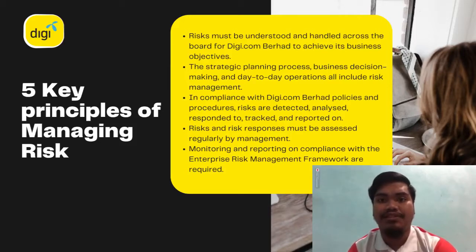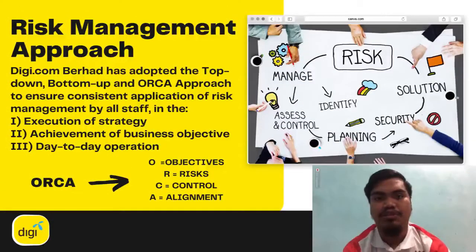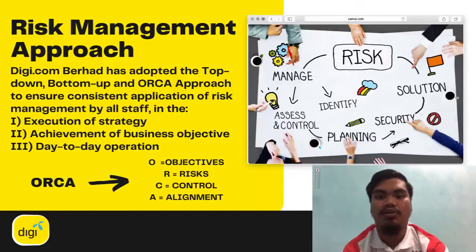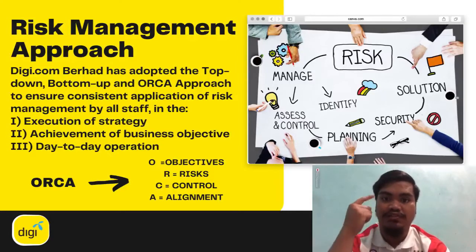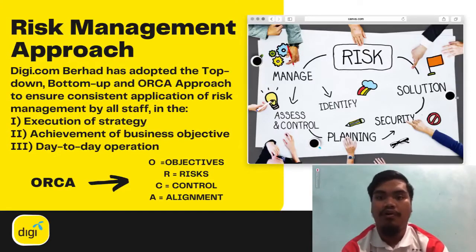Next, risk and risk response must be assessed on a regular basis by management. And lastly, monitoring and reporting on compliance with the enterprise risk management framework is required. Next, we go to the DG.com Berhad risk management approach. DG.com Berhad has adopted the top-down, bottom-up, and OCRA approach to ensure consistent application of risk management by all staff in the execution of strategy, achievement of business objectives, and day-to-day operation. OCRA represents O for objective, R for risk, C for control, and A for alignment.